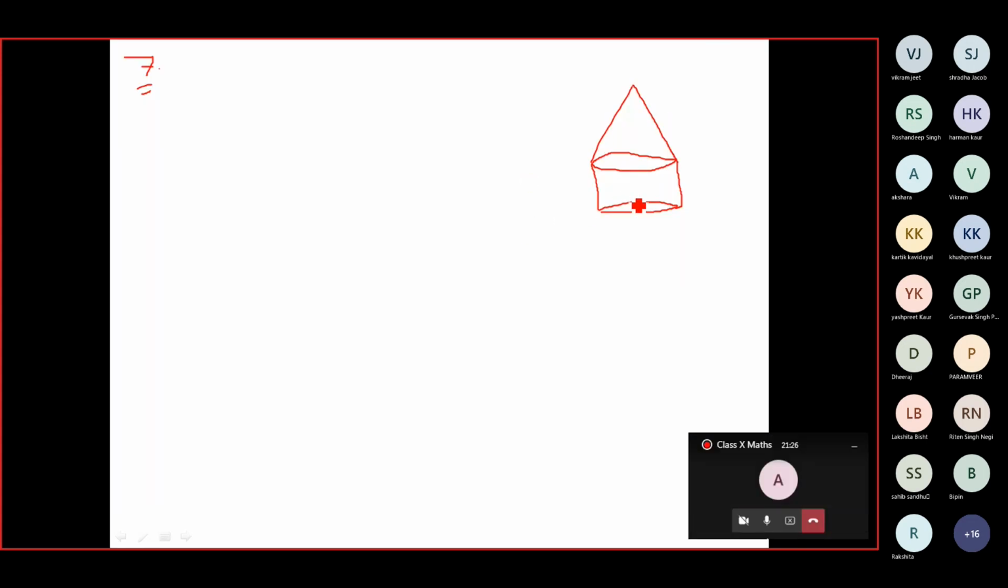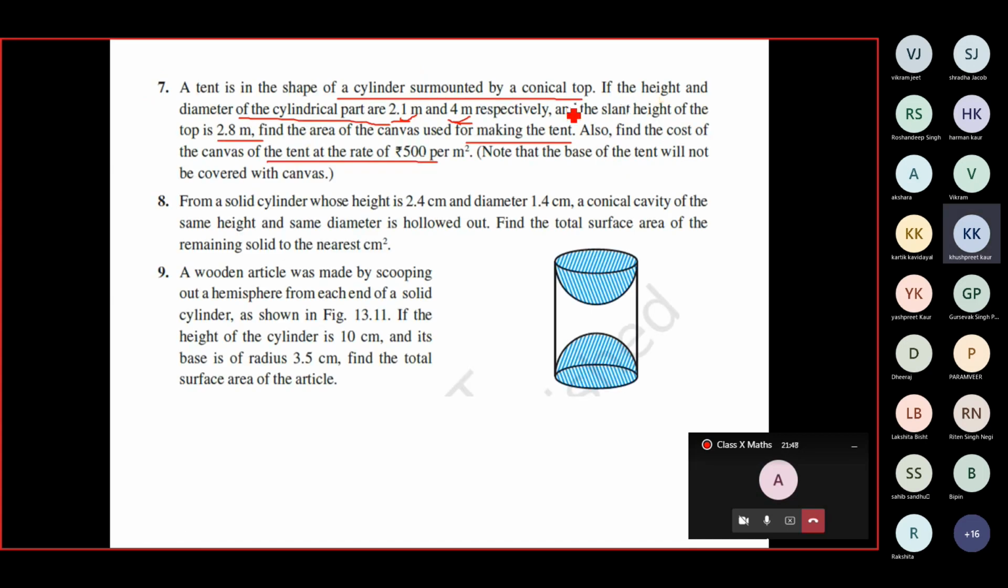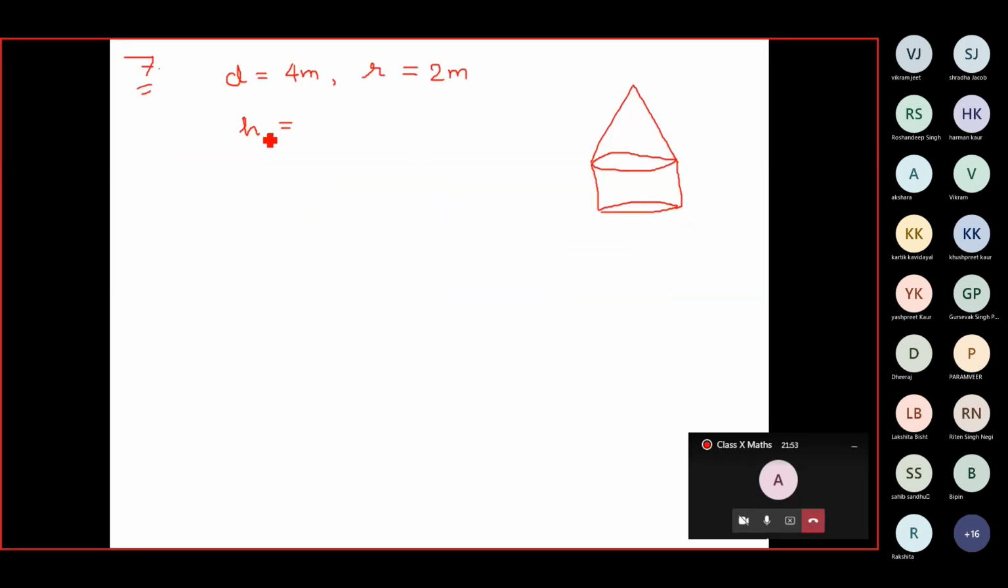Now, diameter is what? Diameter is 4 meter, so radius will be 2 meter, right? And height is given how much? Height 2.1 of the cylindrical part. So height of cylinder, we will write here, cylinder is 2.1 meter.